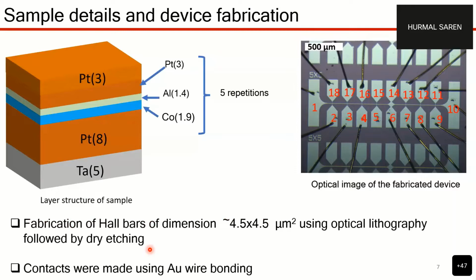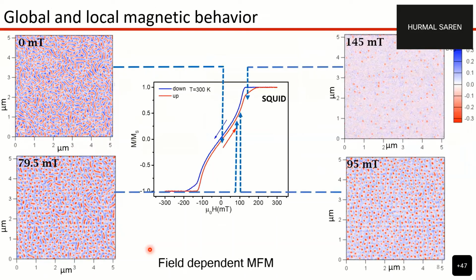Before going to the transport measurement, I would like to show the global and local magnetic behavior. This is the SQUID measurement. This is saturating at 190 milliteslas, and you can see in between some kind of trend, right?